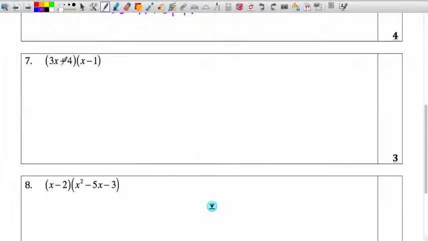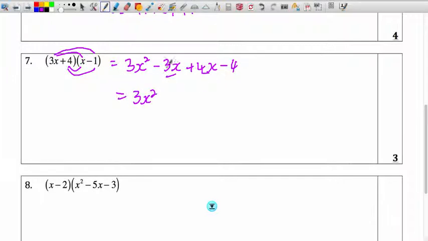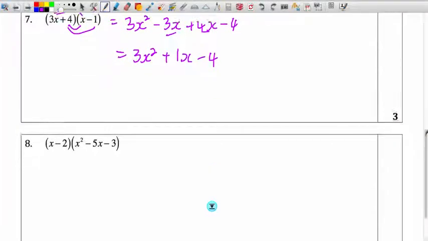Okay, as before, straight distribution problem, and we have our so-called rainbows. This time added level of difficulty because the first term has a 3 as well, so we just got to watch out for our values. So we have 3x squared minus 3x plus 4x minus 4. Once again, the middle two terms are like terms, and so we need to simplify. Minus 3x plus 4x is plus 1x, or just plus x, and then our minus 4.